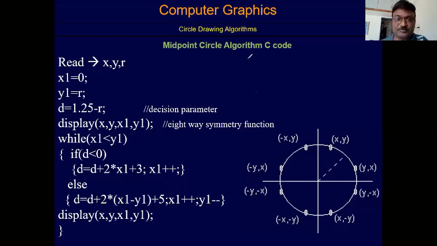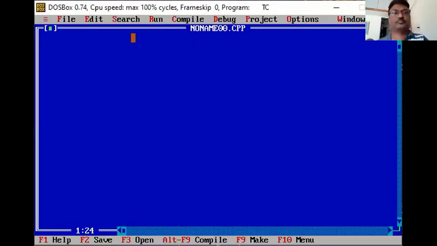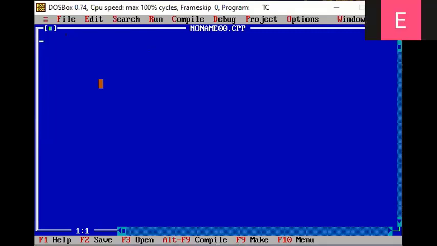So just a moment, let me start the sharing. I will share the screen of our DOSBox screen. Is it visible to all? Yes, sir. So what is our program? That is the midpoint circle. Okay, so start with the title first.